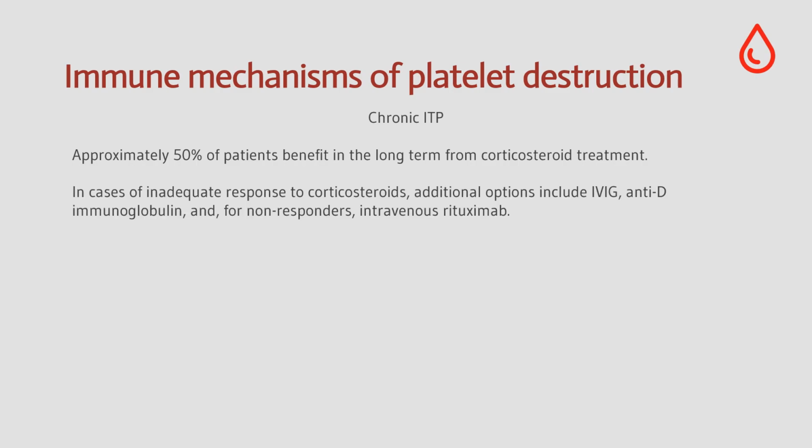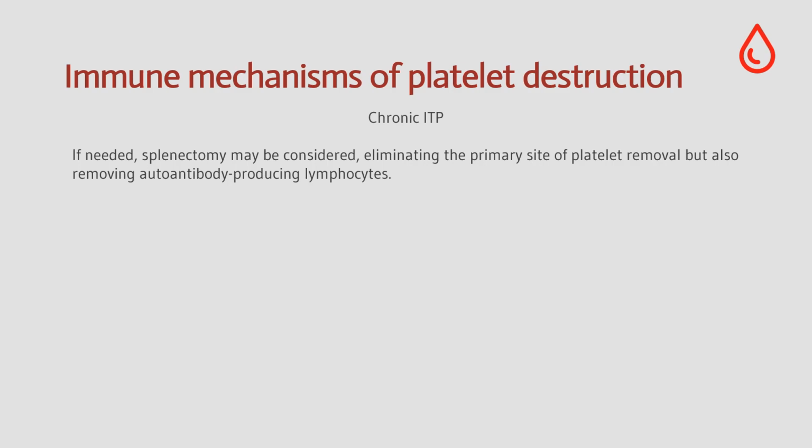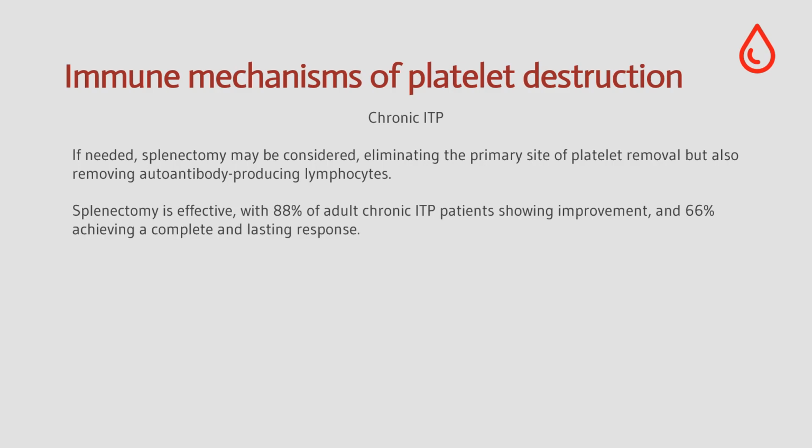In cases of inadequate response to corticosteroids, additional options include IVIG, anti-D immunoglobulin, and, for non-responders, intravenous rituximab. Rituximab typically shows responses within 3 to 4 weeks. If needed, splenectomy may be considered, eliminating the primary site of platelet removal but also removing autoantibody-producing lymphocytes. Splenectomy is effective, with 88% of adult chronic ITP patients showing improvement, and 66% achieving a complete and lasting response.